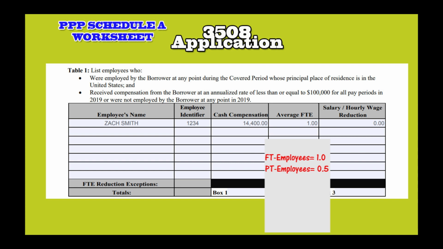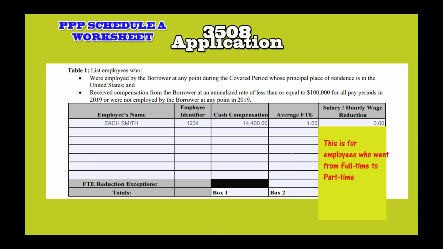Now, the salary and hourly wage reduction. This is only if Zach was a current employee of yours. If Zach was a current employee and his hours were reduced, he was originally full-time, then there's another portion of the worksheet that you would need to fill out, and we'll go over that. Don't be alarmed. The salary hourly wage reduction is not as complicated as it seems, okay? It's fairly simple, quite simple.